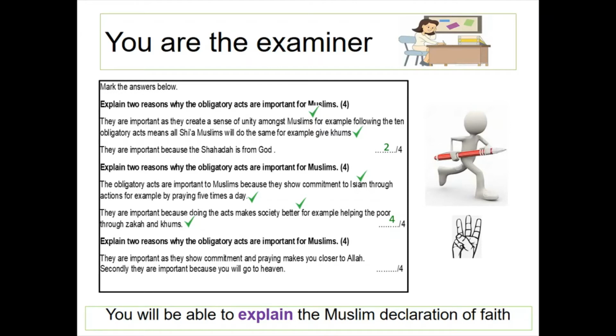The next answer, they are important because they show commitment and praying makes you close to Allah. I've given that 2 marks out of 4. It's possible. Secondly, they're important because you will go to heaven. You might get a mark for that. I think it's quite vague. So if you gave 3 out of 4, that is possible.